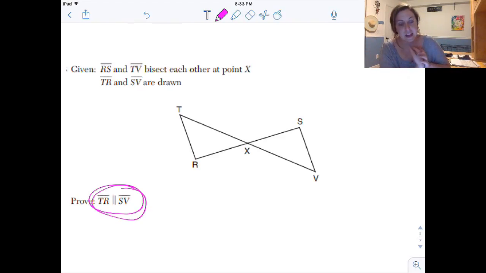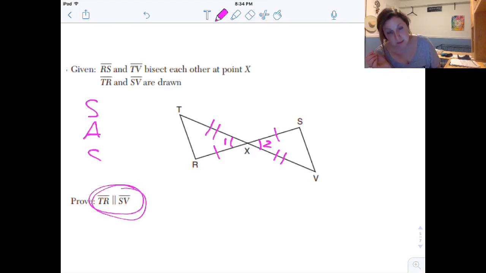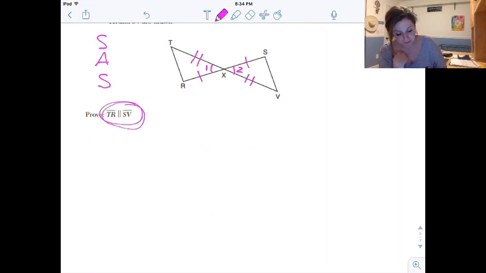So let's look at what they gave us. RS and TV bisect each other at X. So these would be congruent, and these would be congruent because X would be the midpoint. And it tells me that TR and SV are drawn. Great. Doesn't say they're congruent. Doesn't say anything else. Glaring at me is this: vertical angles. So I'm going to label that angle 1 and angle 2. So already I have a plan, and that plan is side, angle, side. So let's get to proving and see what we can get.